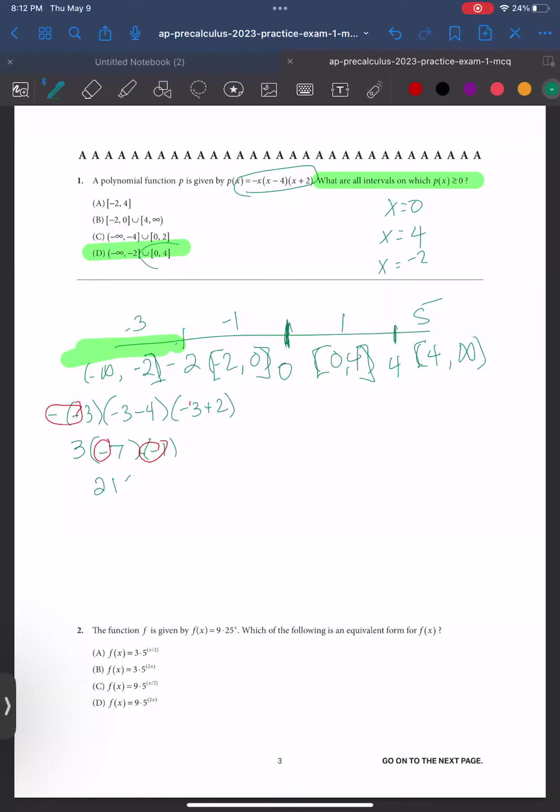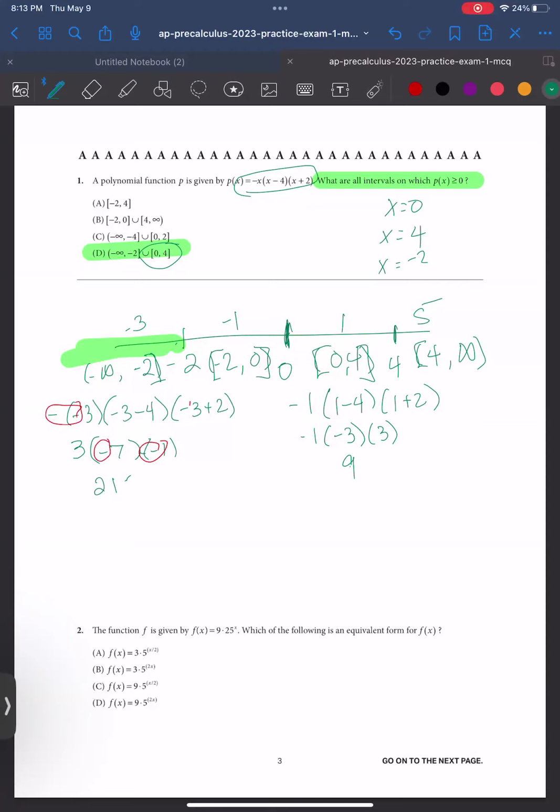Let's go ahead and just test the 0, 4. So in between 0 and 4, let's pick the number 1. I'm going to have -1, 1 minus 4, and 1 plus 2. Well, that's going to be -1 times -3 times 3, which is going to be +9. Oh, that makes so much sense. Okay. So we're good with D. Oh, good. It's not so bad. All right.